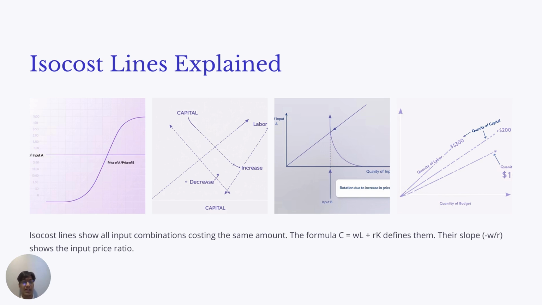Now let's bring in isocost lines, which are similar to budget lines in consumer theory. An isocost line shows all possible combinations of inputs that can be purchased for a given total cost. The equation is C equals WL plus RK, where W is the wage rate and R is the rental rate of capital. The slope of the line, minus W over R, represents the rate at which one input can be traded for another based on their prices. If wages increase, the line gets steeper. If capital costs drop, it becomes flatter. This shift affects how firms allocate their resources.